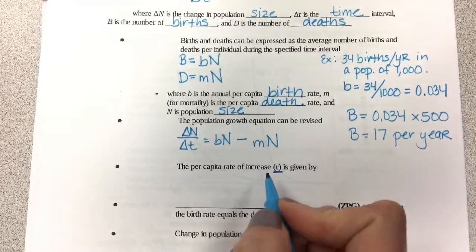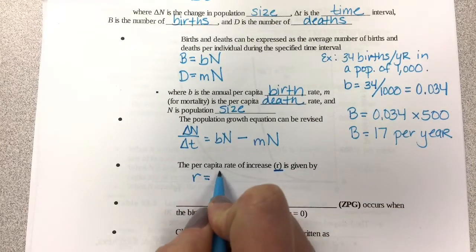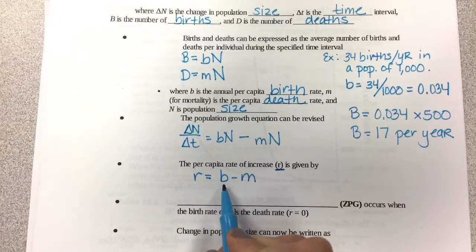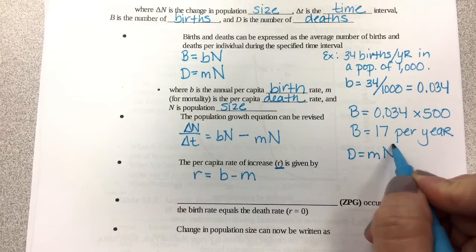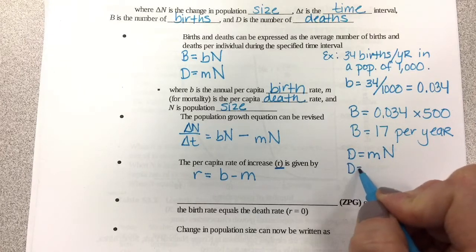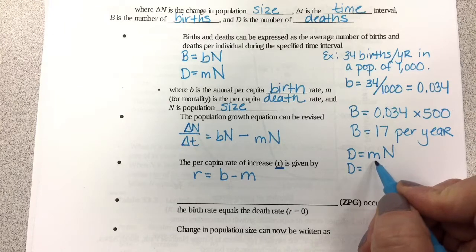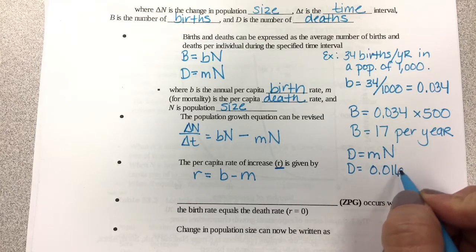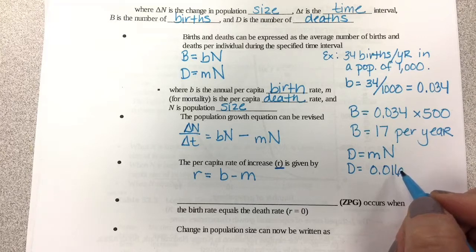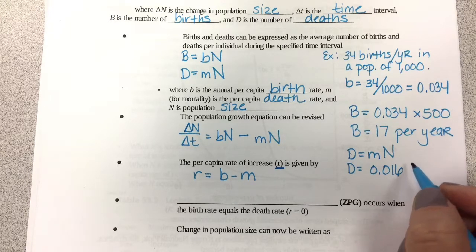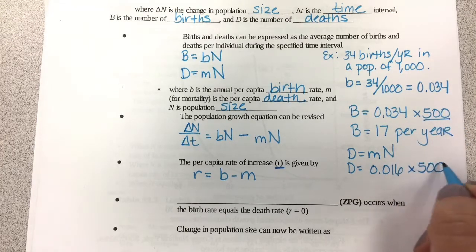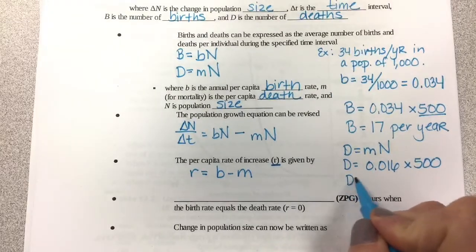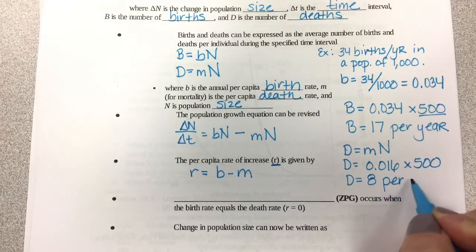Then it says the per capita rate of increase is given by R, so R equals b minus m. It's the birth rate minus the death rate. So let's go back up and do that with the death rate. Death is mN. Let's say the per capita death rate was 0.016, and the population was, again, 500. You multiply that out, and you would get 8 deaths per year.